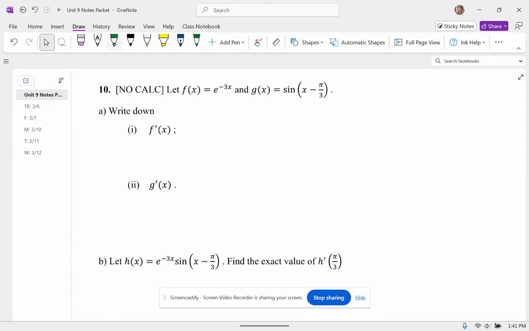Okay, cool. Let's find f prime of x. F of x is this, guys. Therefore, f prime of x is going to be e to the stuff times the derivative of the stuff.